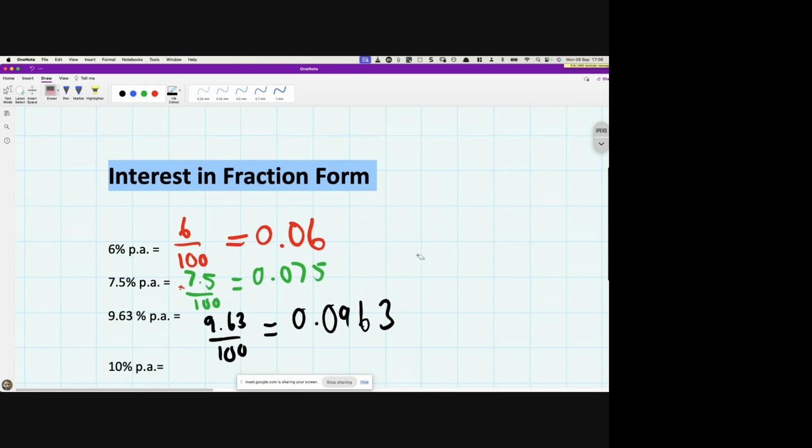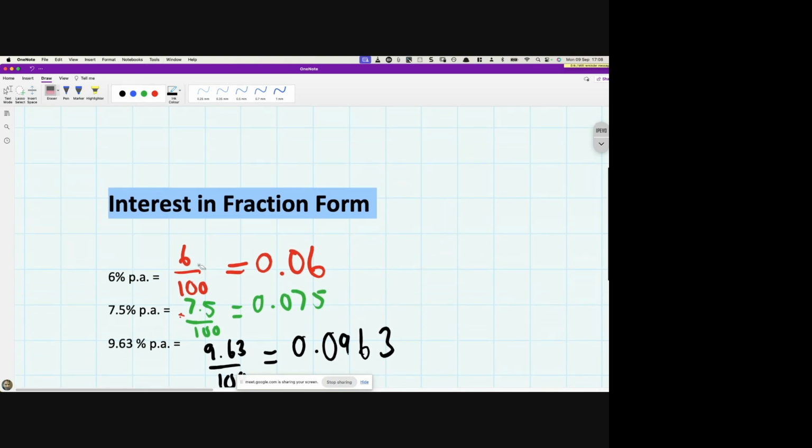So give me a thumbs up if you know how to convert from a percentage into a common fraction and a decimal fraction. Give me a thumbs down if you guys are uncertain about that. Okay, fantastic.